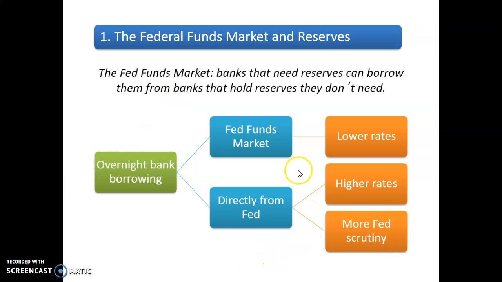Typically, it's less expensive for banks to borrow from each other than it is to borrow directly from the Fed. So typically the Fed funds rate is less than the discount rate charged by the Federal Reserve. It's also easier for banks to borrow from one another than to borrow directly from the Fed. There's more scrutiny from the Fed than there is between banks.